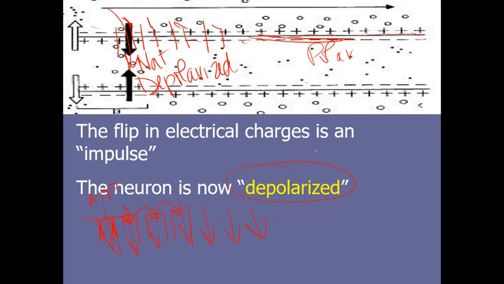So here's terms also. It's sending an impulse, what we call a nerve impulse. It is also something we call an action potential. Okay, an action potential is the same thing as an impulse.